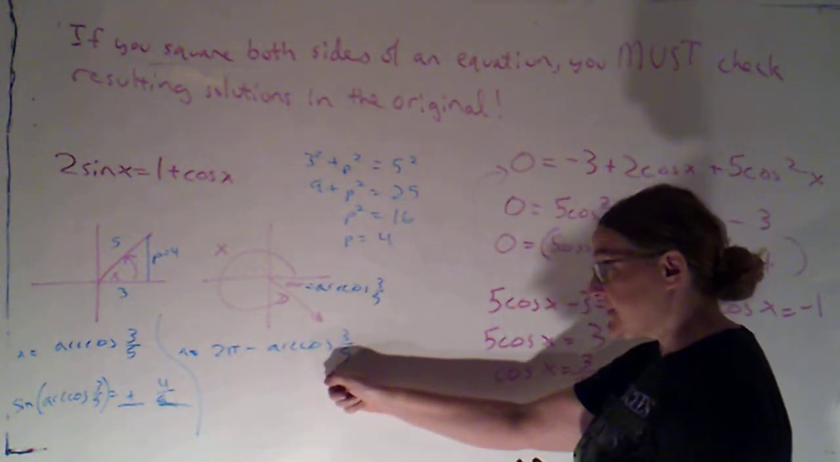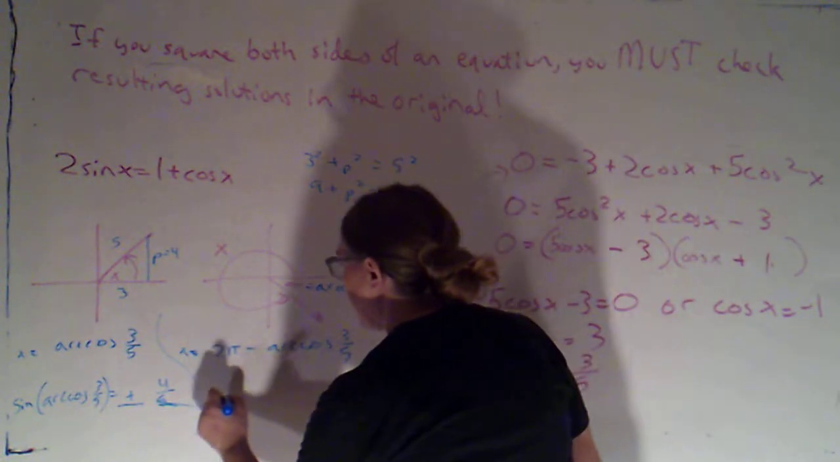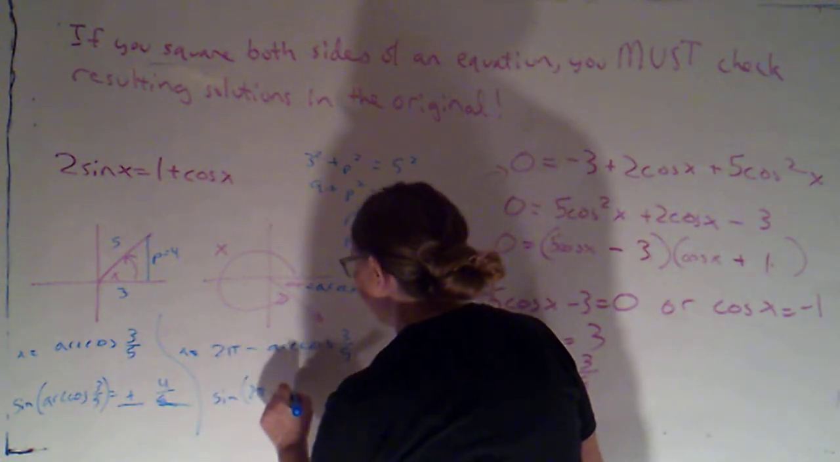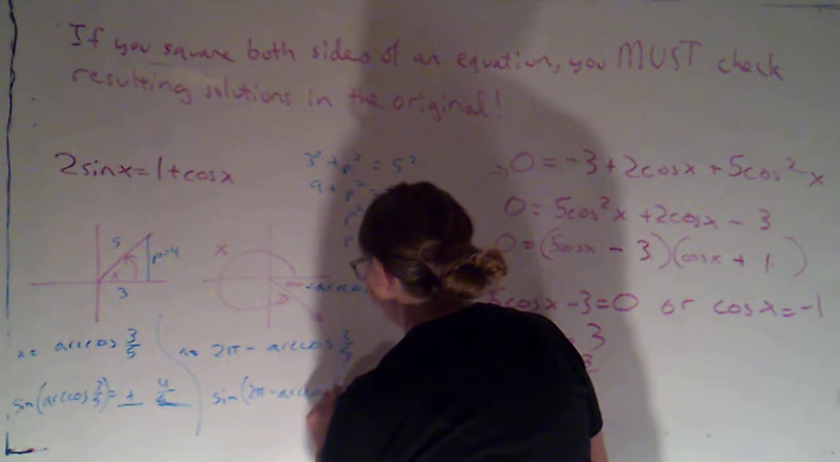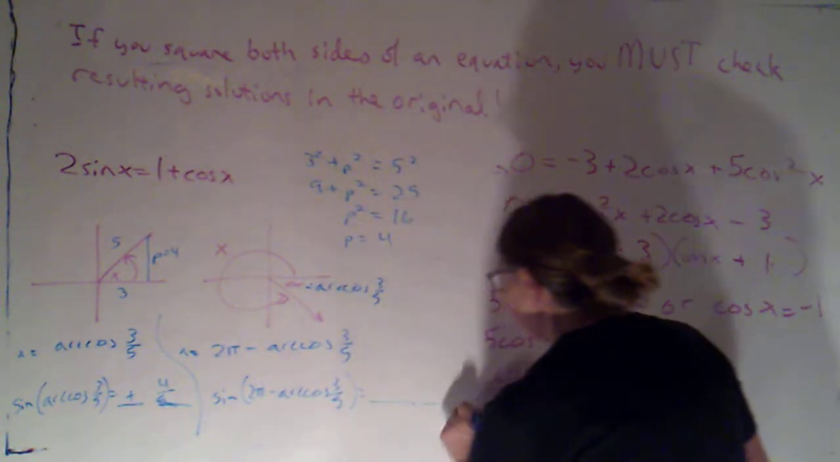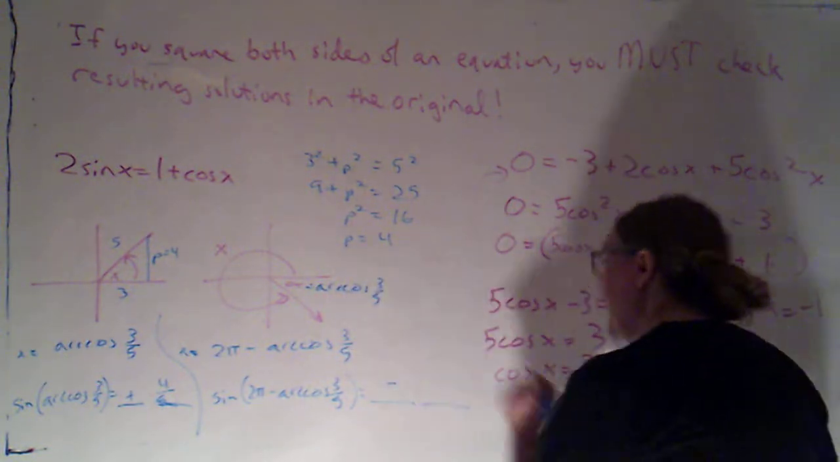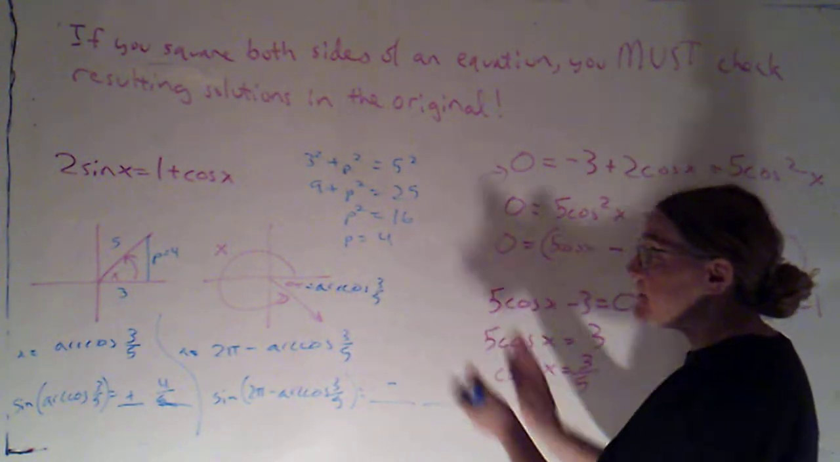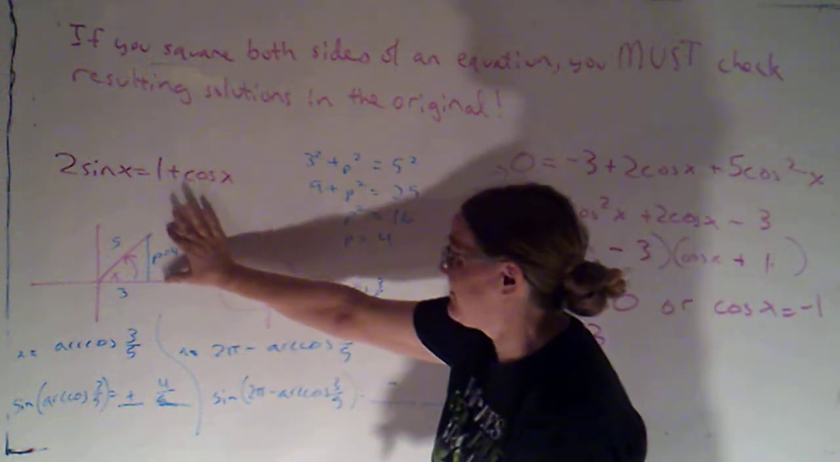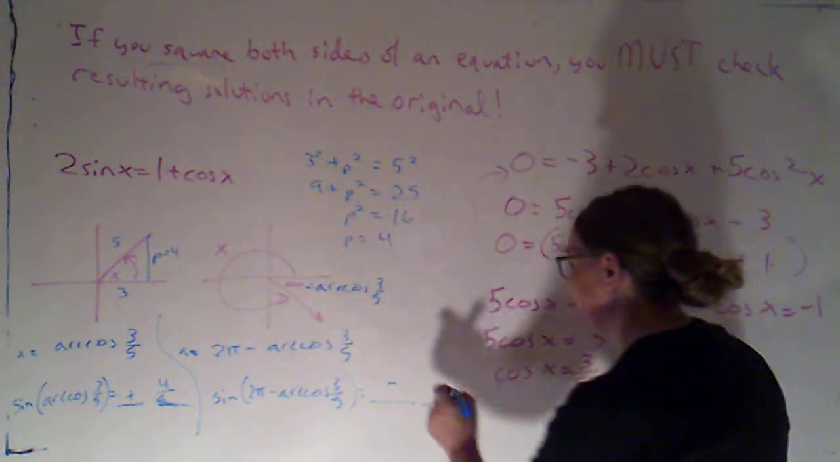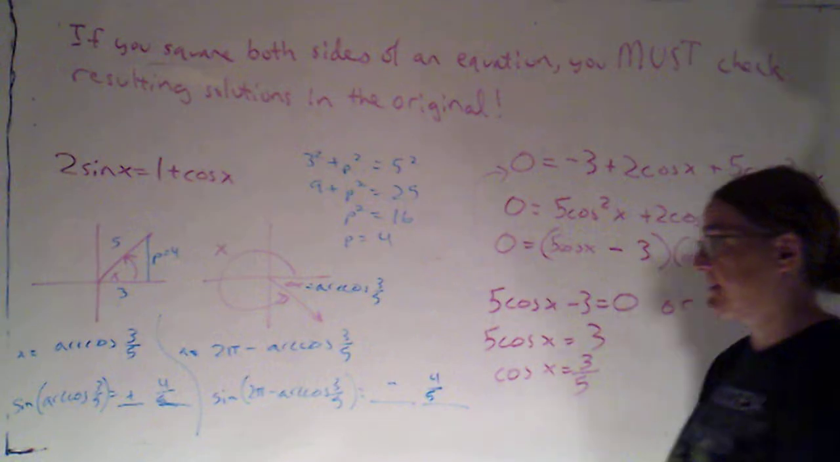Now, if this is my x, and I take sine of 2 pi minus arc cosine of 3/5, now I'm in quadrant 4. It's going to be negative, but the absolute value is going to be the same because I'm just going to have this same triangle just drawn over here, so it would be negative 4/5.